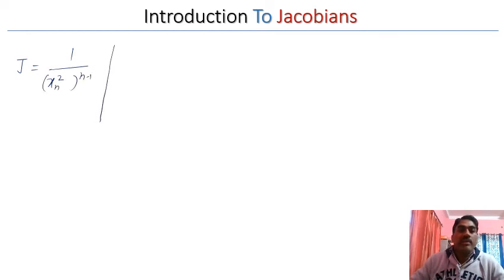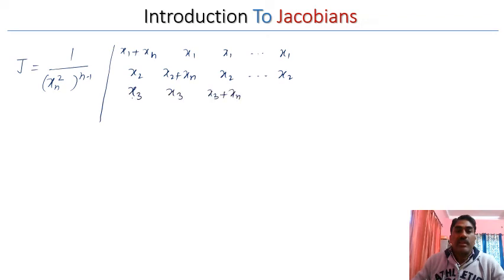What are the remaining entries? That are x1 plus xn, then x1, then x2 plus xn, x2 and x2, and in this fashion, let me write one more row, x3 plus xn and x3. Similarly, xn minus 1 plus xn, this will be the last entry.